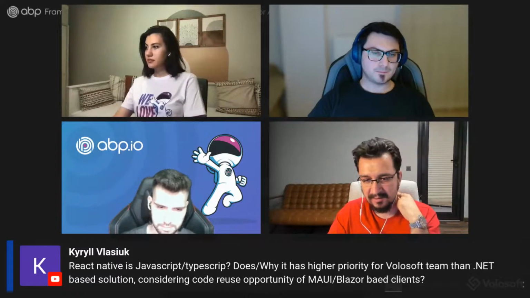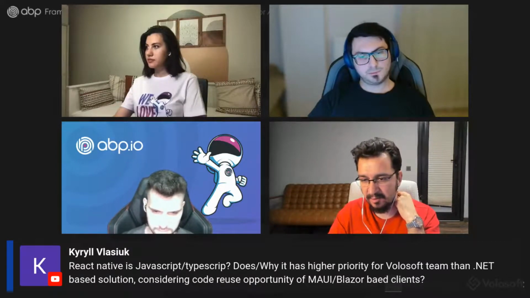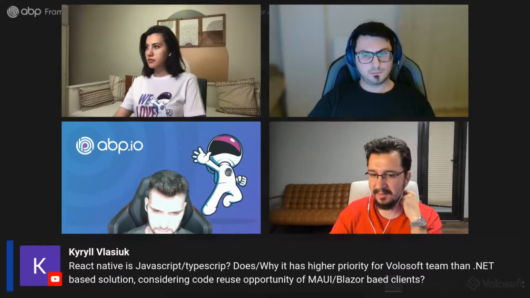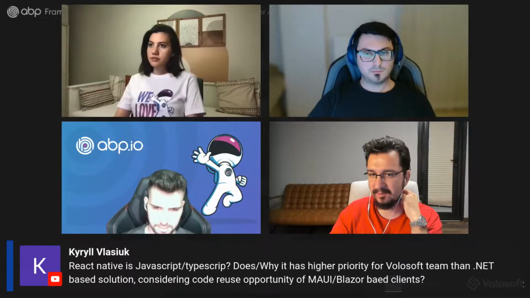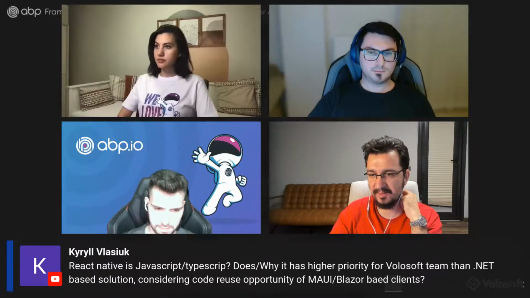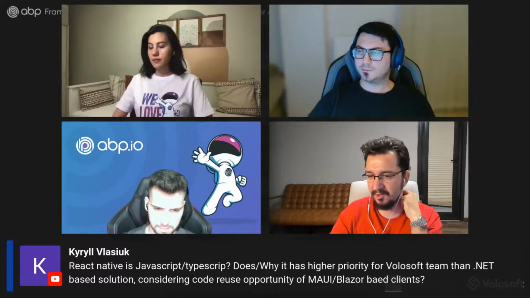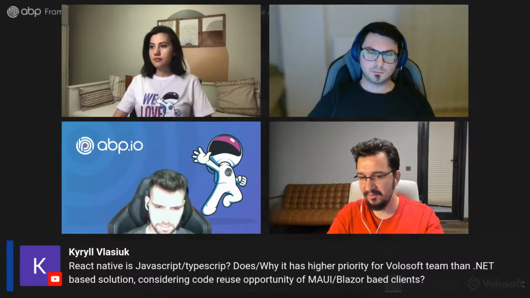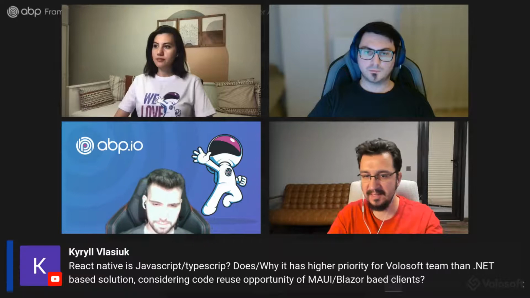The question was, React Native is JavaScript, why does it have higher priority for Volosoft? Actually, not high priority. When we created React Native, there was no MAUI. There was only Xamarin, and we had a bad experience with Xamarin. However, MAUI is more modern, and we believe it's better currently, while it has some missing points. So we are not actually giving high priority to React Native. Currently, both have the same functionalities as you have seen recently in this session.